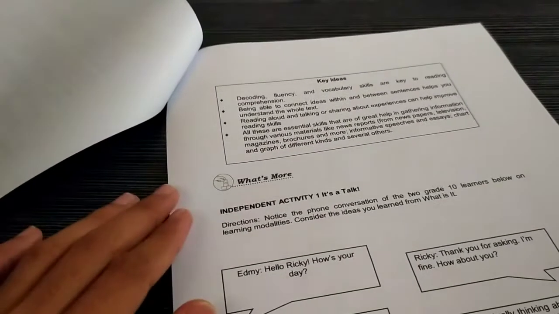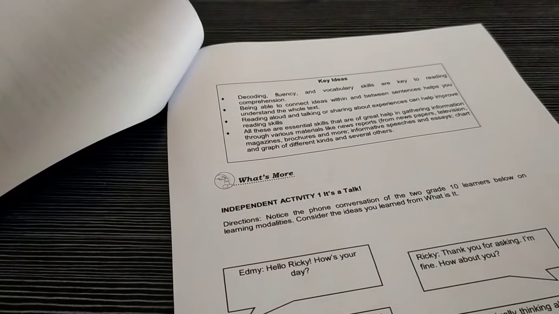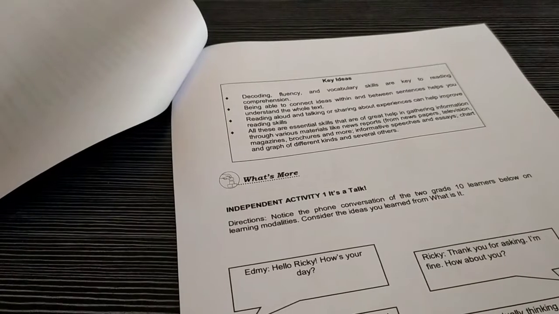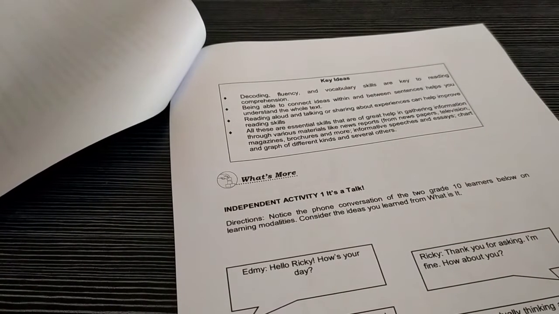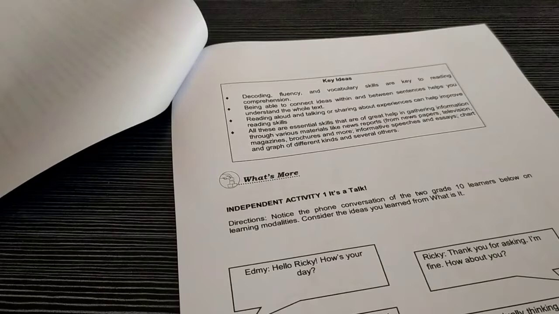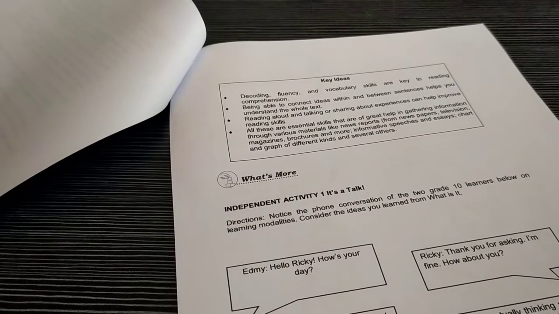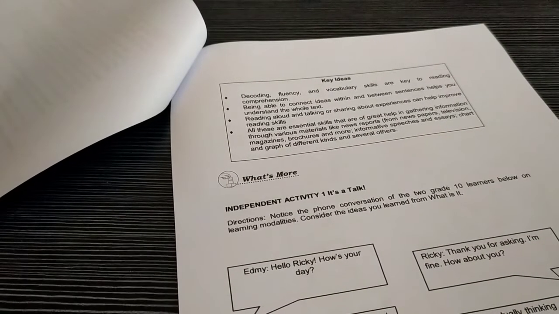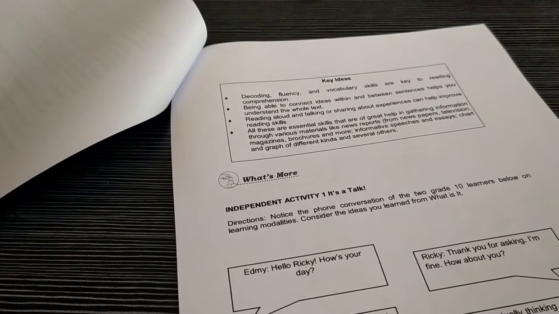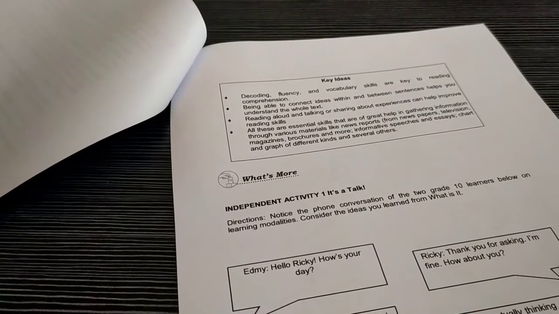So we have the key ideas. Let me read it for you. Decoding, fluency, and vocabulary skills are keys to reading comprehension. Being able to connect ideas within and between sentences helps you understand the whole text.